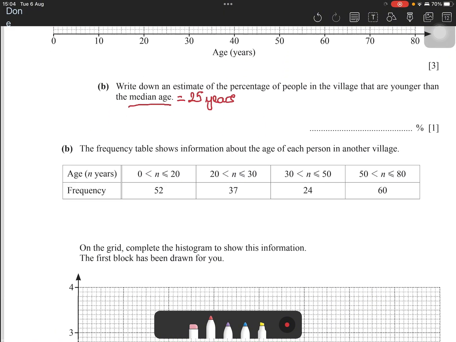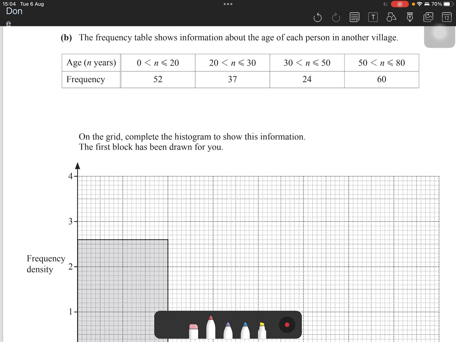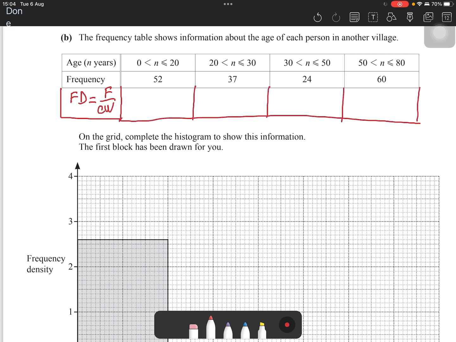B. The frequency table shows the information about the age of each person in another village. So we need to draw the histogram to show this information. For the histogram, we need to find the frequency density, and it is equal to the frequency divided by the class width. So let's find the frequency density for each of these. For the first interval, the frequency is 52 divided by class width, which is 20 minus 0, is 20. So it is 2.6. So the first one is here, 2.6.